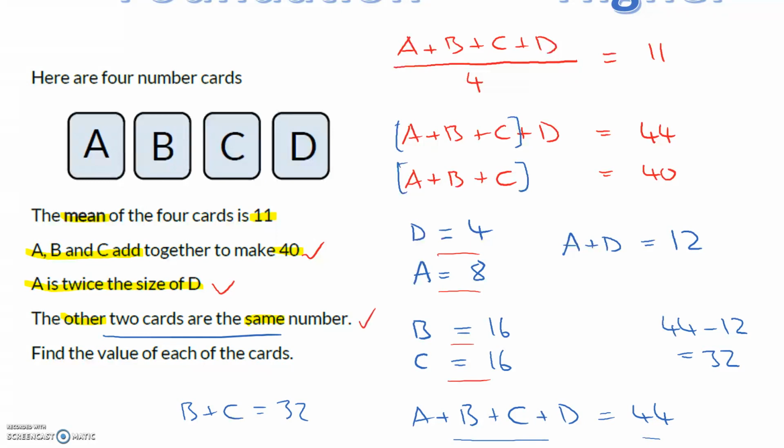Let's go back to the top: the mean of the 4 cards is 11. Well, the total of them is 32, plus 8, that's 40, plus 4, that's 44, divide by 4, we get 11. We're all good.